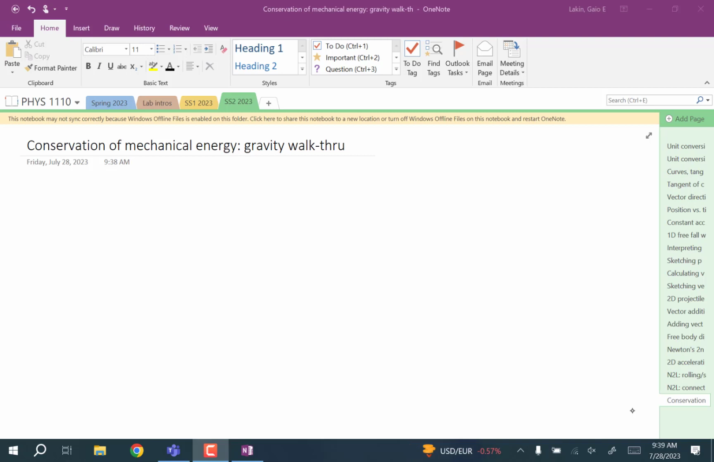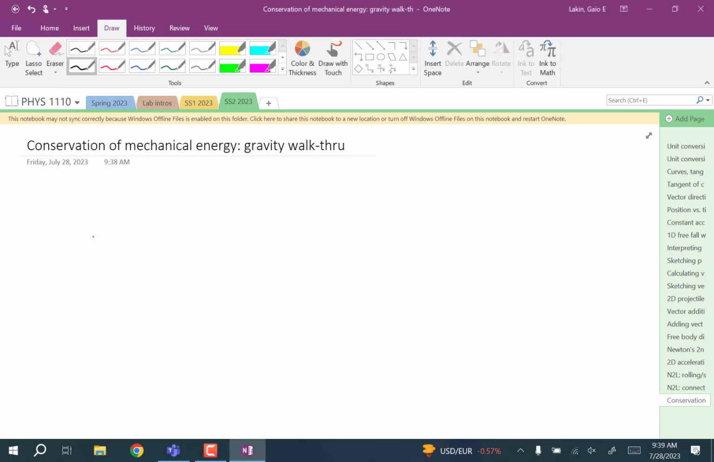Okay, this is a walkthrough of a conservation of mechanical energy problem where gravitational potential energy is going to change. So this is whenever the height of an object is changing, you have to use the gravitational potential energy.